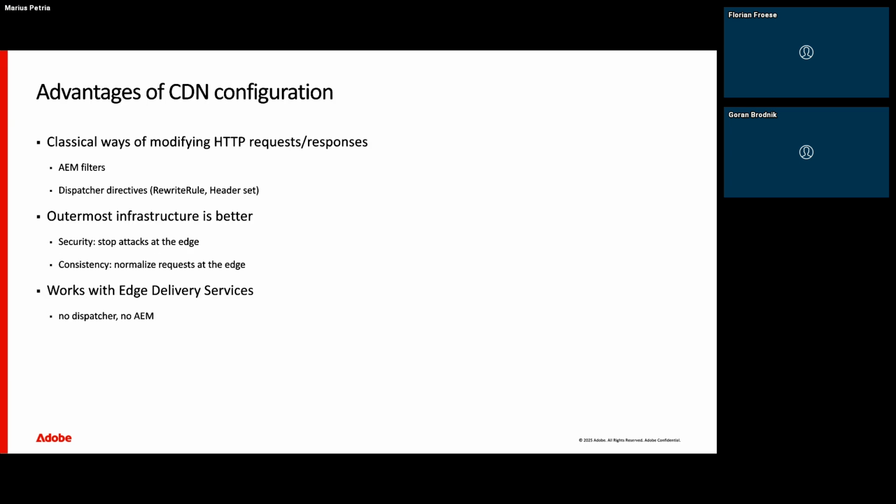So, of course, you could do all this header manipulation, proxying, with the existing stack of cloud service, because in the end, AEM has an HTTP server, dispatcher is in itself based on Apache and is an HTTP server. So you could modify all this in an AEM servlet filter, or with dispatcher directives.